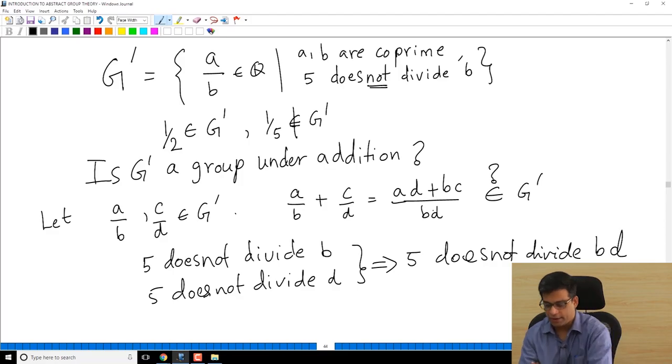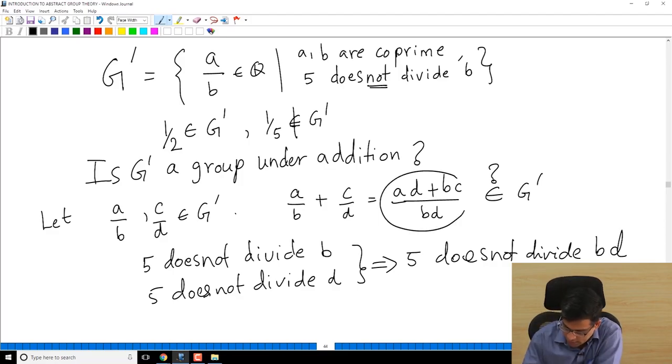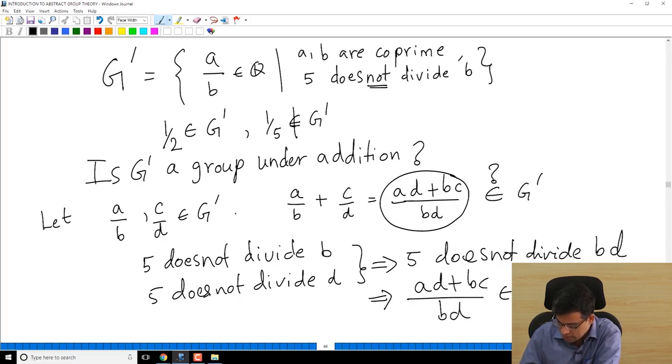So, 5 does not divide BD. Now let us look at this rational number. While it may be the case that this is not in reduced form and you might have to cancel some factors, 5 does not divide BD as it is already. So, if you further cancel some factors, there will be fewer factors. So, 5 will definitely not divide the new denominator after cancelling. So, in the reduced form, you can conclude that this is in G prime.